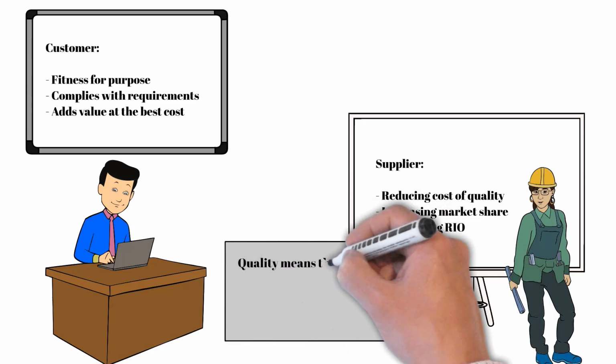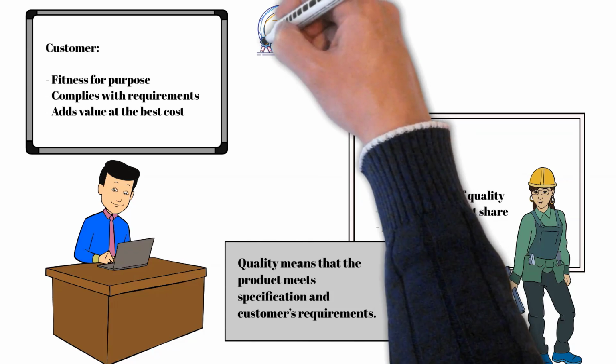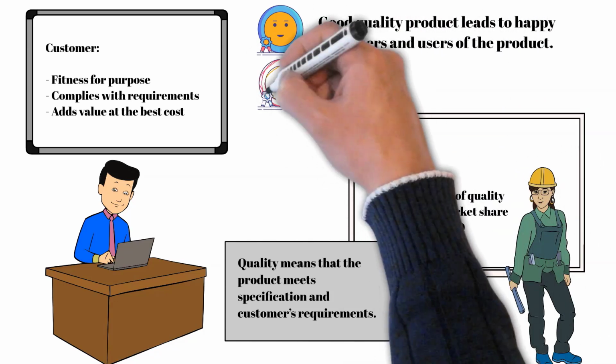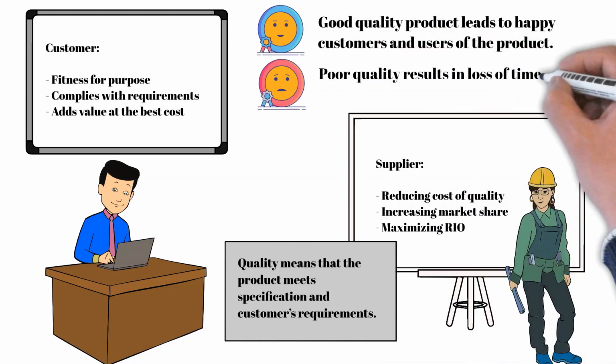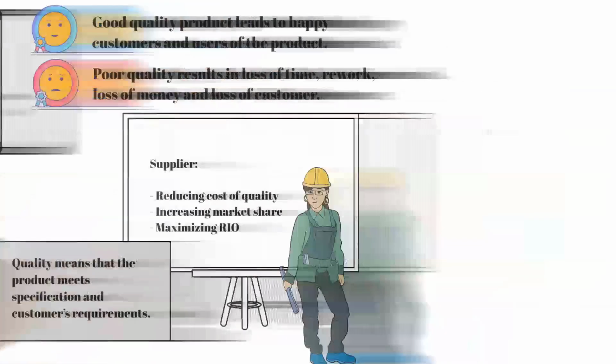For the purpose of this course, let's stipulate that quality means that the product meets specification and customer requirements. A good quality product leads to happy customers and users of the product. Poor quality results in a loss of time, rework, a loss of money, and a loss of customers.